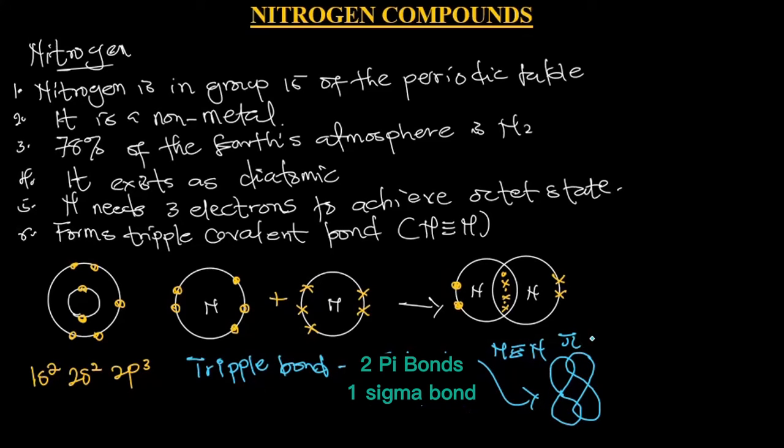And for the sigma bond, we form sigma bond when 2 s orbitals overlap, or you have 2 p orbitals overlapping head on. Okay, so for sigma bond, you have 2 p orbitals overlapping head on, or you can have 2 s orbitals overlapping. So this is a sigma bond, this is a pi bond.